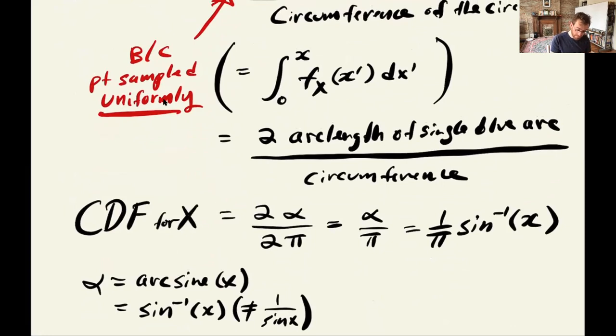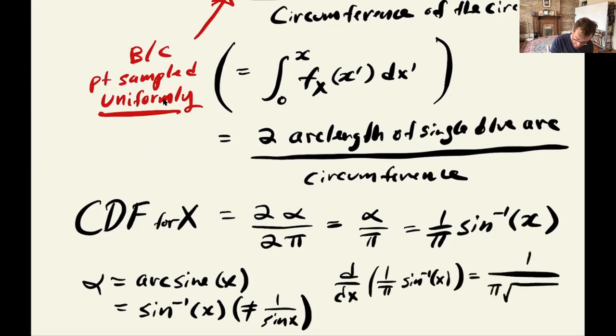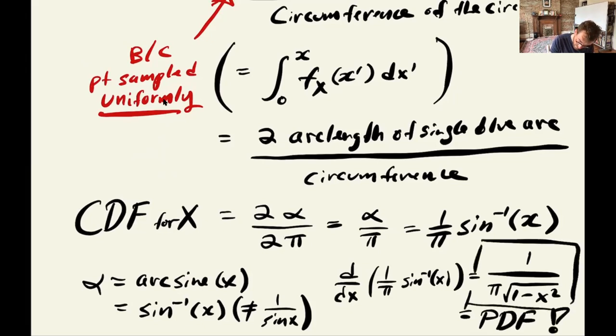And so again, just by applying the derivative, we can then say that d dx of 1 over pi arc sine of x is 1 over pi square root of 1 minus x squared. This is our PDF. And so we are now done with this problem.